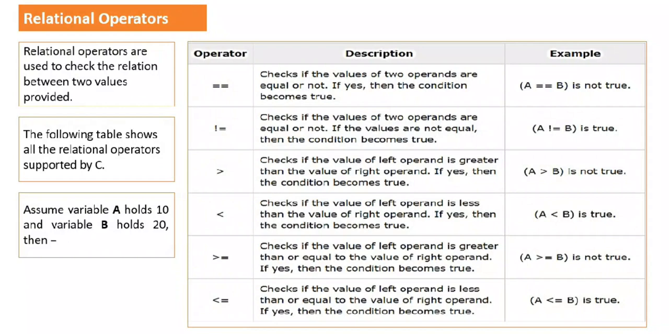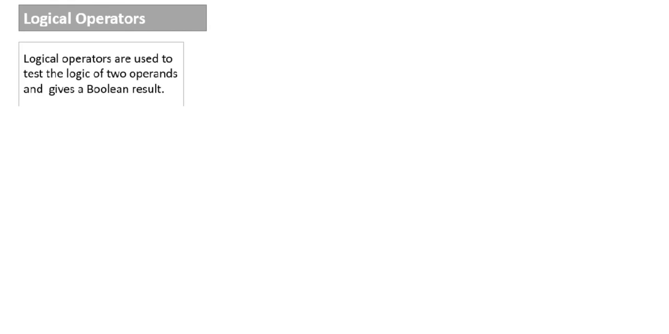Greater than, then A is greater than B. Of course, it's not true because 10 is not greater than 20. Less than, A less than B is true because 10 is less than 20. Greater than equal to, again not true. Less than equal to, true. Next is logical operators. Logical operators are used to test the logic of two operands and give a Boolean result.